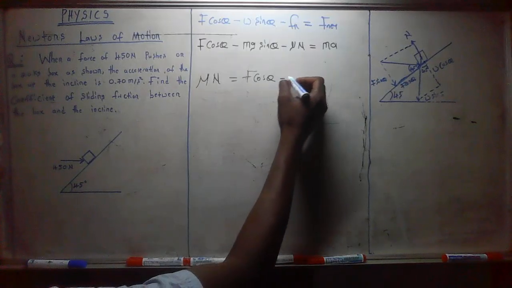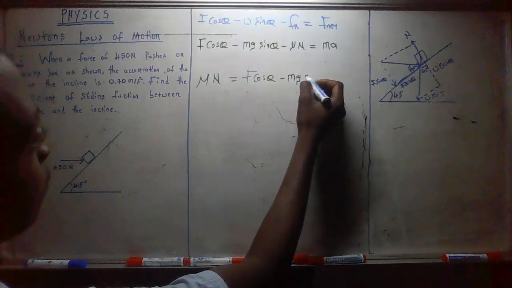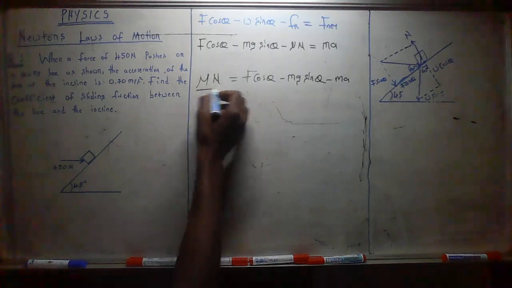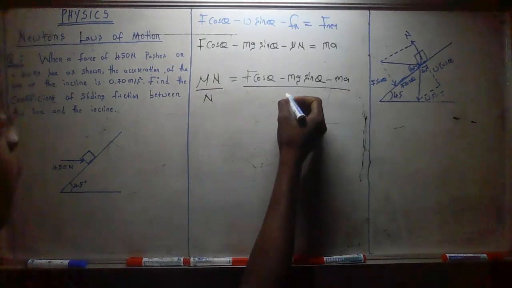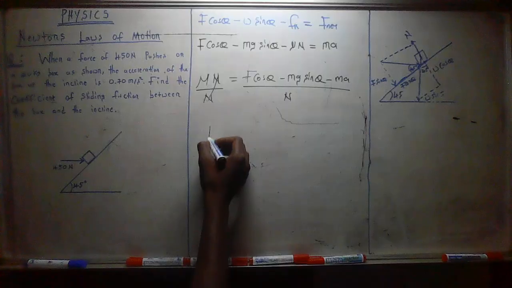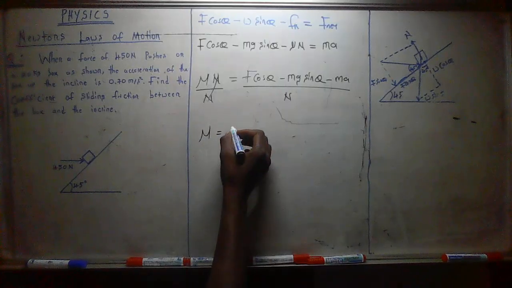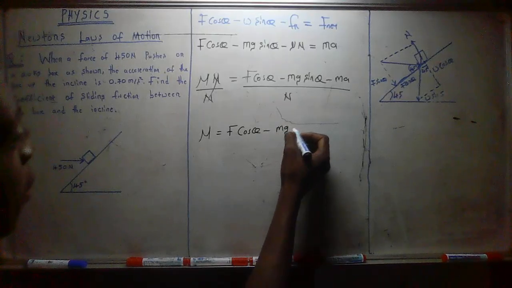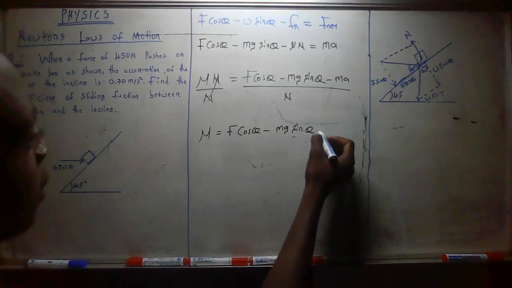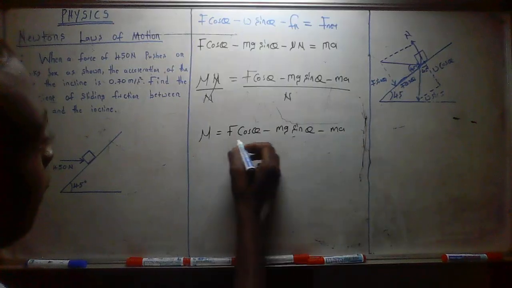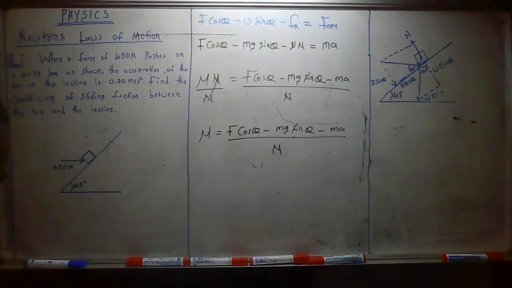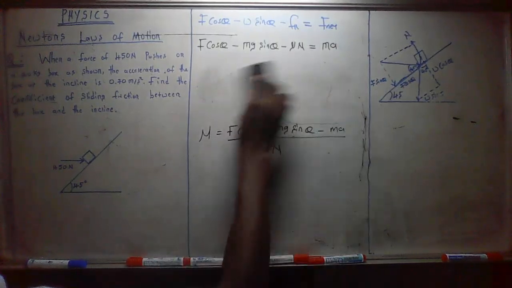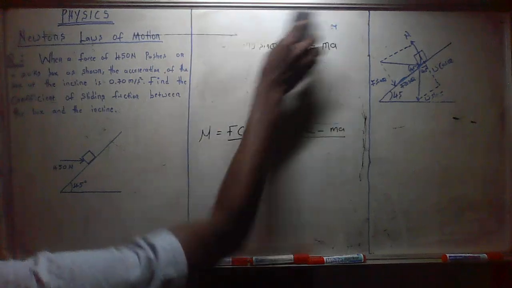So F cos theta minus mg sin theta minus ma. Okay, so it will be over normal. Therefore, the coefficient of friction is going to be equal to F cos theta minus mg sin theta minus ma over normal force. Amazing.